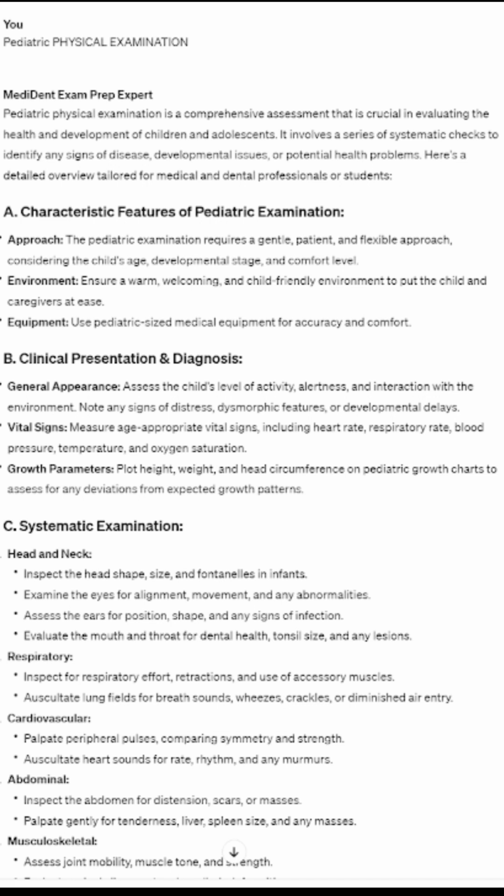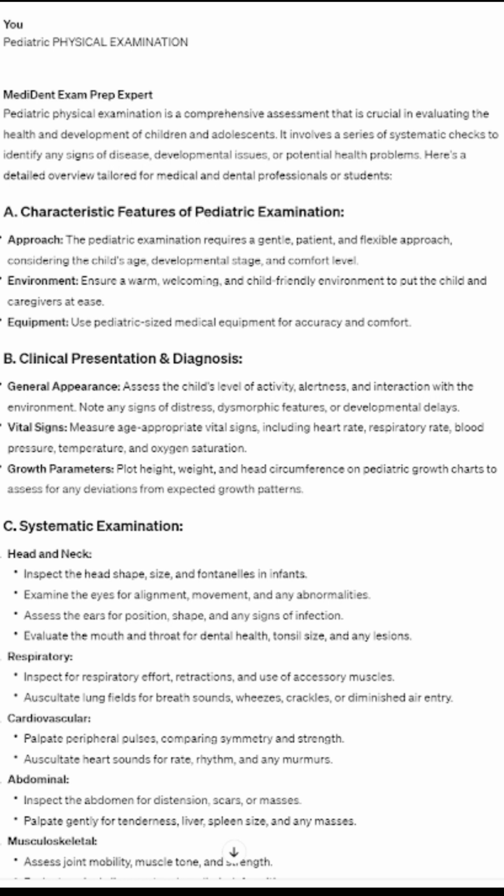C. Systematic examination. 1. Head and neck. Inspect the head shape, size, and fontanelles in infants. Examine the eyes for alignment, movement, and any abnormalities. Assess the ears for position, shape, and any signs of infection. Evaluate the mouth and throat for dental health, tonsil size, and any lesions.